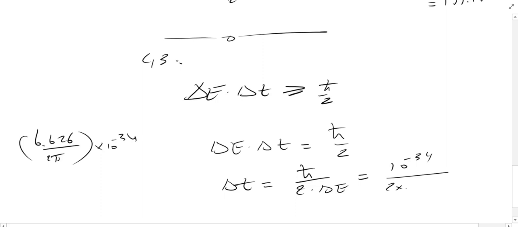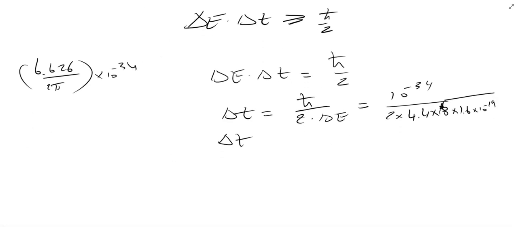We have to be careful now because it's given in mega electron volt, so we have to convert the mega electron volt to joules if we want to find the answer in seconds. So again, 4.4 mega, that's 10 to the positive 6, times 1 electron volt is 1.6 times 10 to the negative 19 joules. So now we're going to get the answer in seconds.